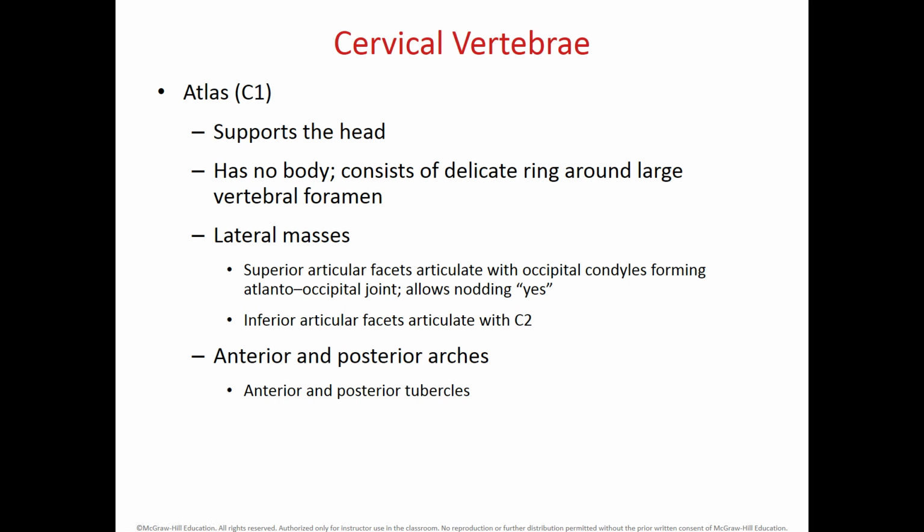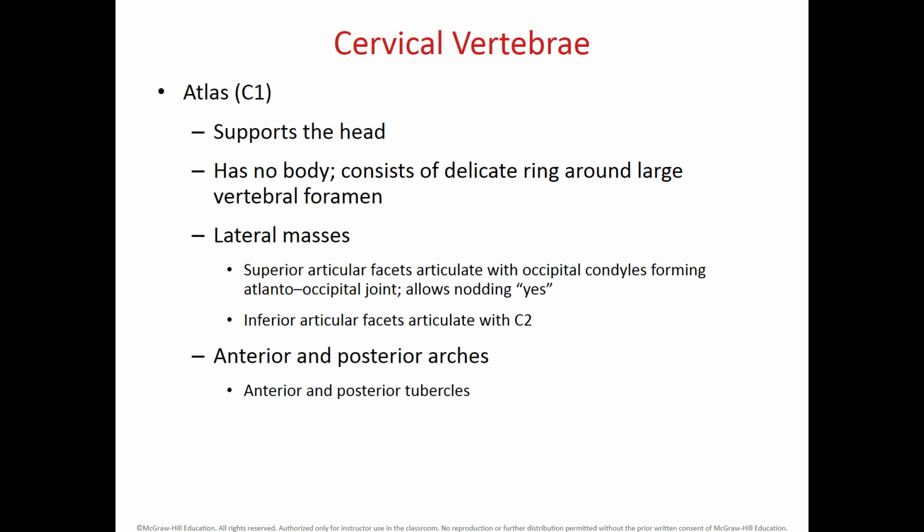Characteristics of the atlas, or C1. Atlas is in direct connection to support the head. In Greek mythology, Atlas was a person who used to hold the world on his shoulders. So that's how whoever described this vertebra for the first time thought about it, and they gave it the name Atlas, because I think they imagined that our head is our world. But anyway, this is the only vertebra in our body that doesn't have a body.